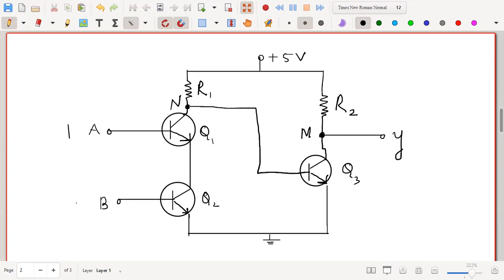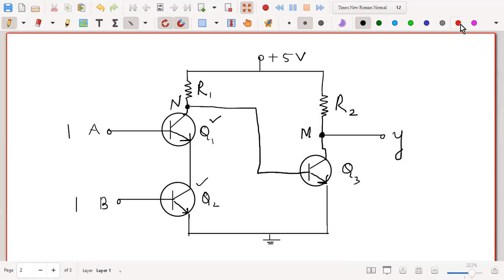When A is logic 1 and B is also logic 1, we should get a logic 1 at the output. That means a positive potential at the output. So when both A and B are 1, 1, the transistor Q1 is working, isn't it? Because I'm giving some positive potential to the base of this transistor. So the current can flow from the collector to the emitter. And B also, same thing. So when both of these are 1, 1, the transistors Q1 and Q2 are working.